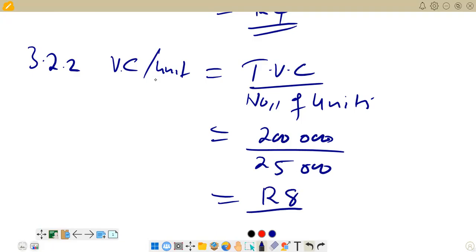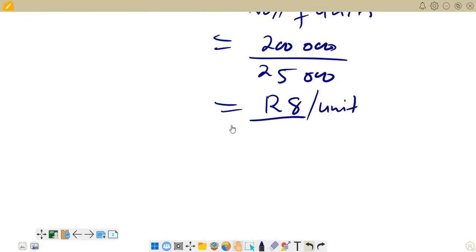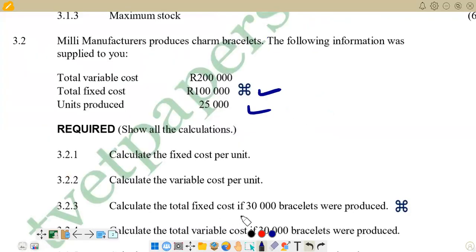And here on fixed cost is 4 rand per unit again. Here maybe you can represent it as per unit. So that's what we have there. So we go down to the next question, 3.2.3. We go back to check what we have in terms of this question. 3.2.3 reads, calculate the total fixed costs if 10,000 bracelets were produced.